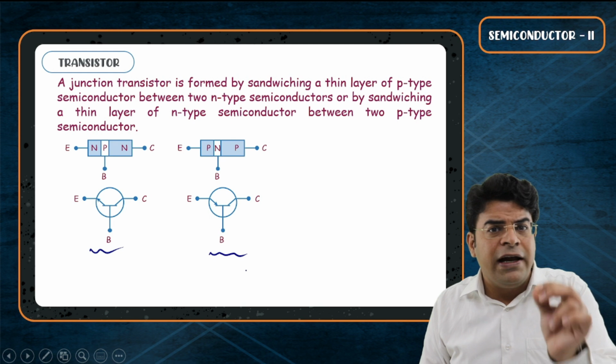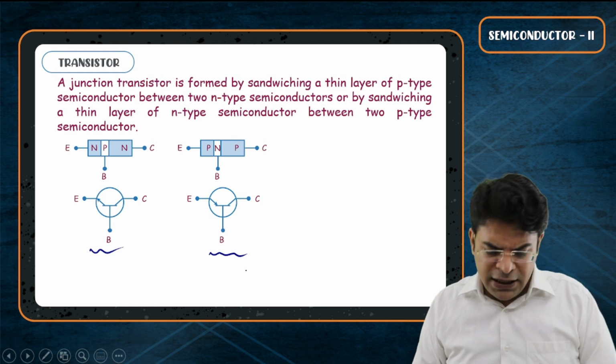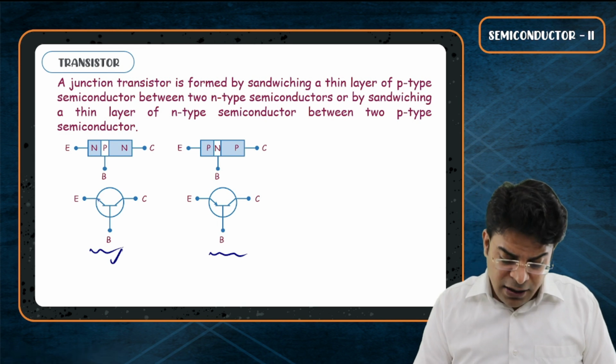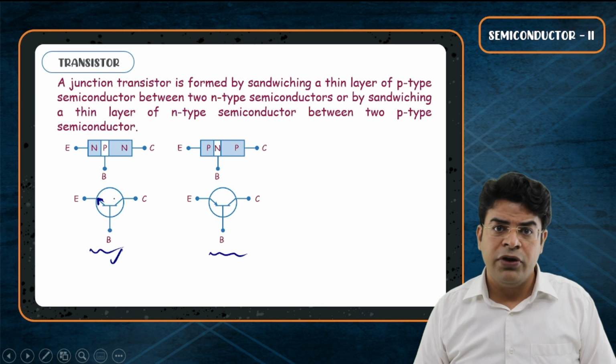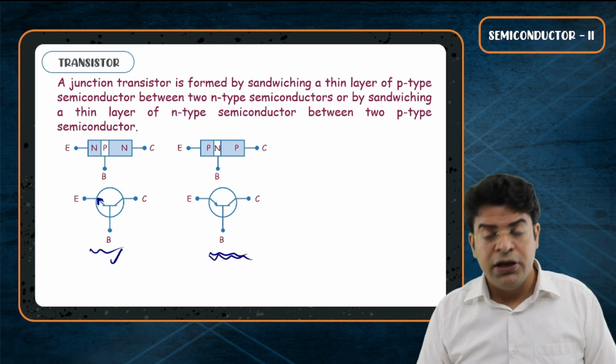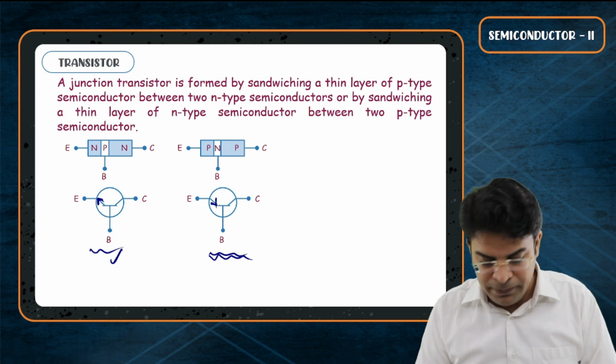How to identify the difference between PNP and NPN? In case of NPN, current comes out of the transistor and moves into the circuit. In case of PNP, current enters into the transistor through the emitter.